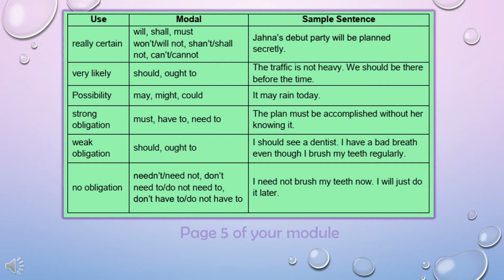Next, the modals may, might, and could show possibility. In our sample sentence, it may rain today. So the modal used is may. So we can say that there is a possibility of rain today. Next, modals must, have to, need to. These three mean strong obligation.